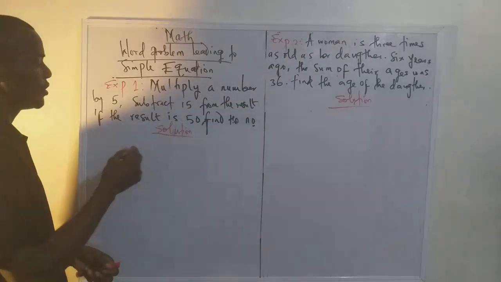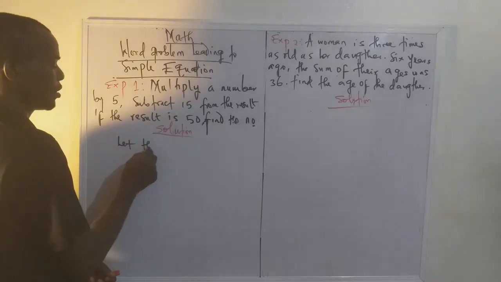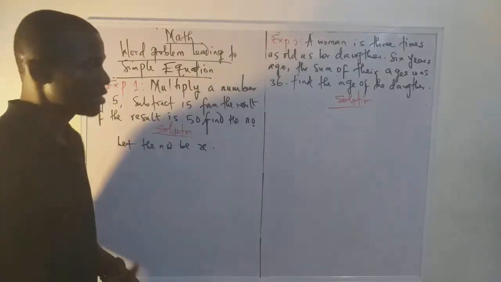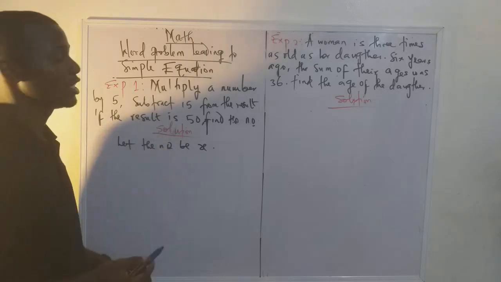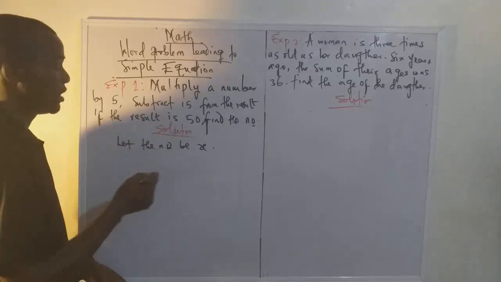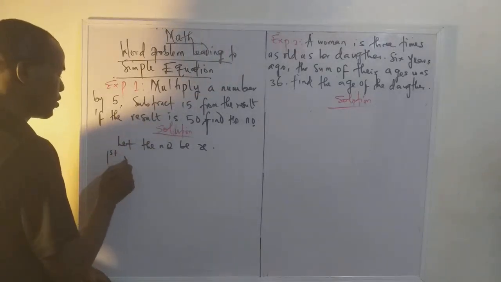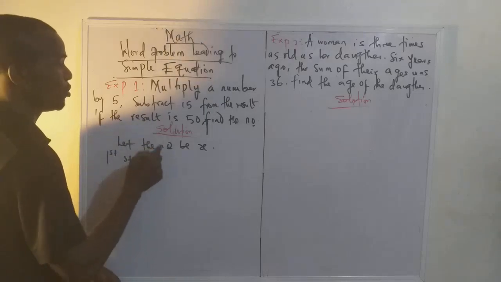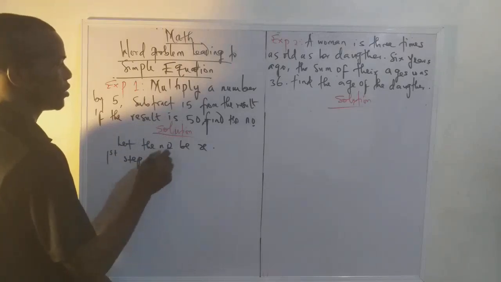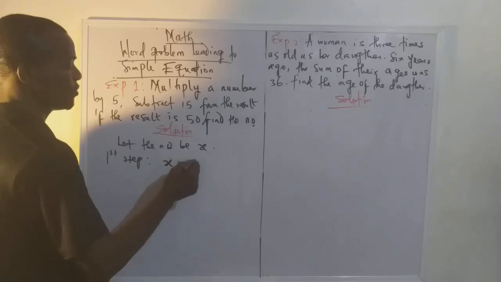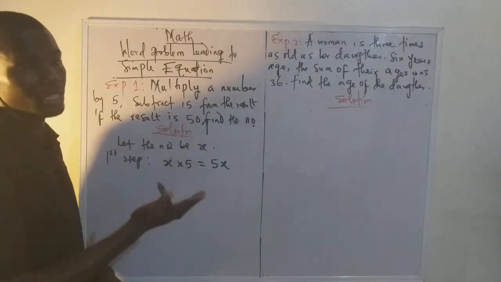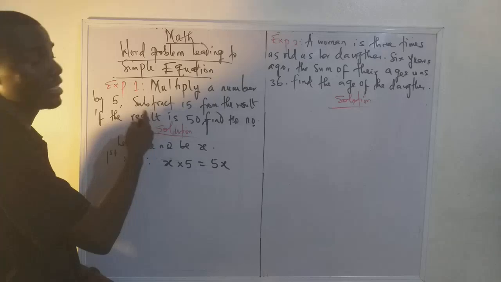So we'll start by saying, first of all, let the number be x. That's the first thing. And here we start to interpret the statement. Multiply a number by 5. So our first step, we multiply a number by 5. That is x times 5, and that will give you 5x. We've interpreted the first statement, that is multiply a number by 5.